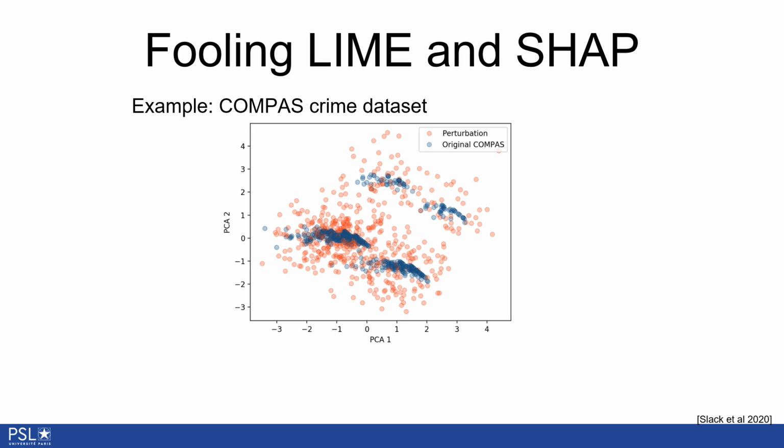To illustrate this, the authors of this study took as an example the COMPAS dataset used for crime prediction models. They then compared the data points in this dataset with synthetic, perturbed data points generated by LIME or SHAP. This figure shows a low-dimensional projection of the data on the two principal components. Points from the original COMPAS dataset are shown in blue. Synthetic data points generated by LIME are instead shown in orange.